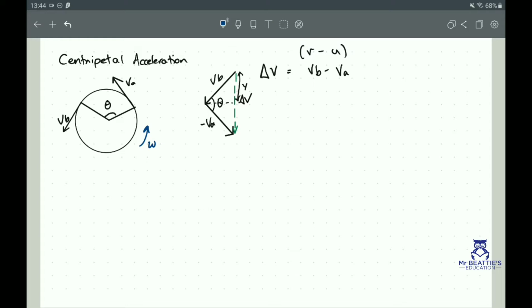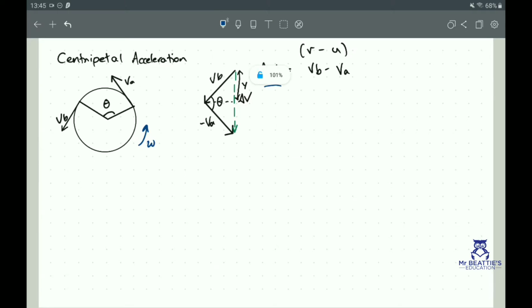Now if we were to work out the change in velocity between those two points, we'd have to add them as vectors, and the change in velocity, delta V, is equal to your final velocity take away your initial velocity. So for us that'll be VB take away VA. Because these are vectors, if we add them together using vector addition, we've got our triangle that I've set up here in advance. So we've got VB and VA, and then this whole green line here would be delta V, the change in velocity.